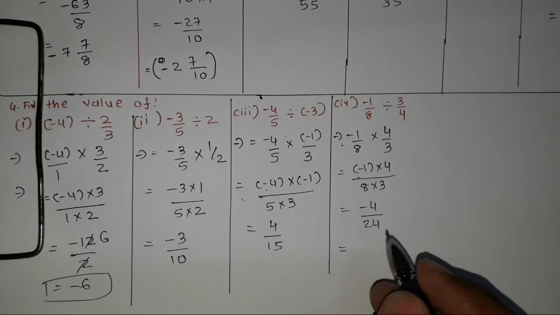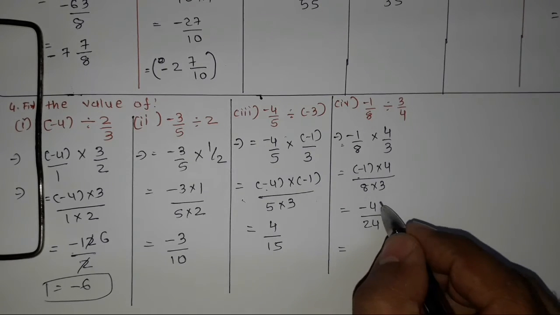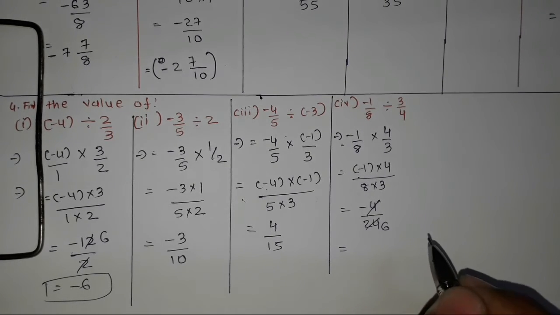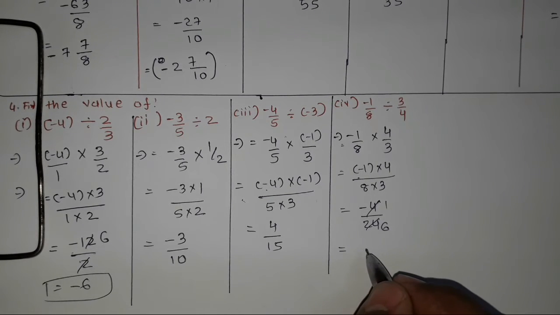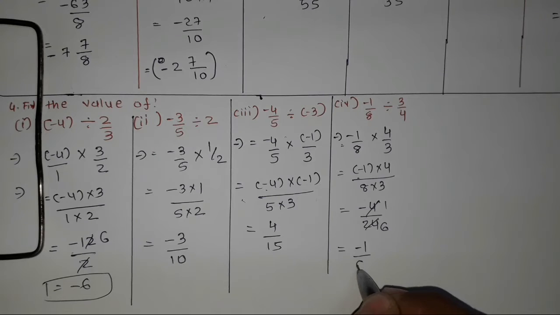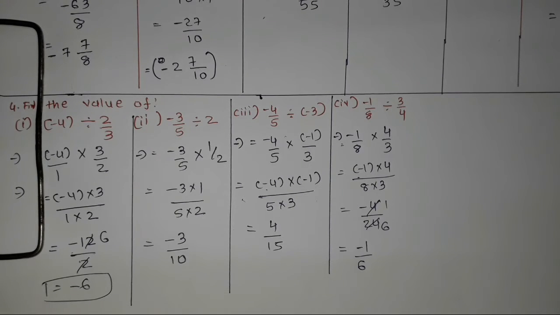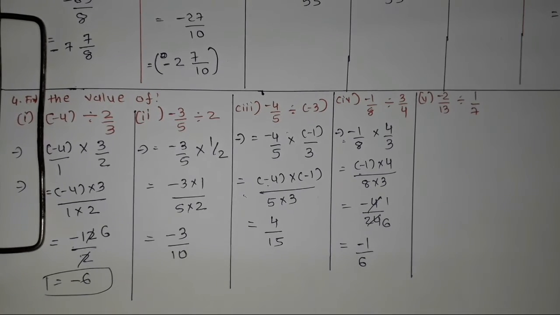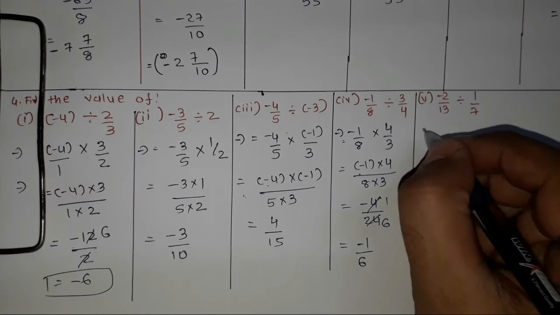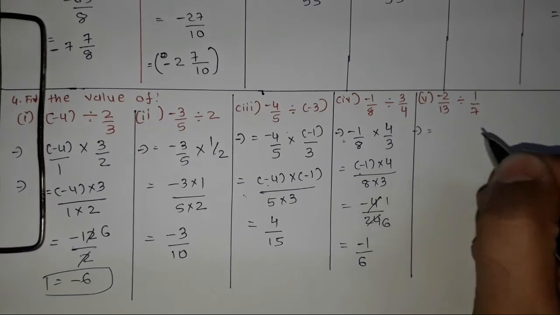But we can further cut this one because we know that 4 sixes are 24, but this 6 is in division. So we can write this as minus 1 upon 6. That is our answer. Similarly, going to the next one, minus 2 upon 13 divided by 1 upon 7.